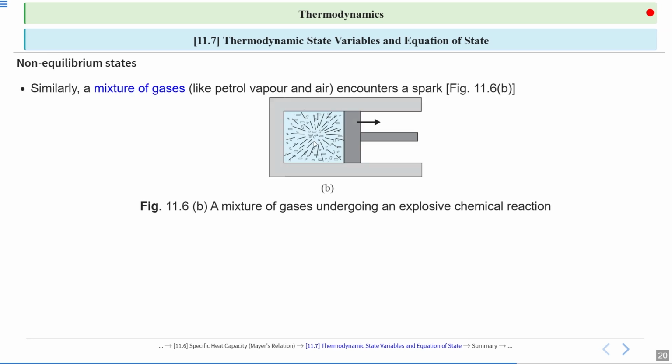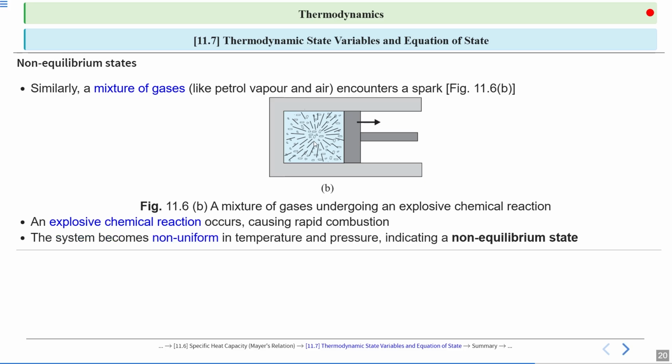Similarly, consider a mixture of gases like petrol vapor and air that encounters a spark. When the mixture of petrol and air encounters a spark, an explosive chemical reaction occurs, causing rapid combustion, and the system becomes non-uniform.